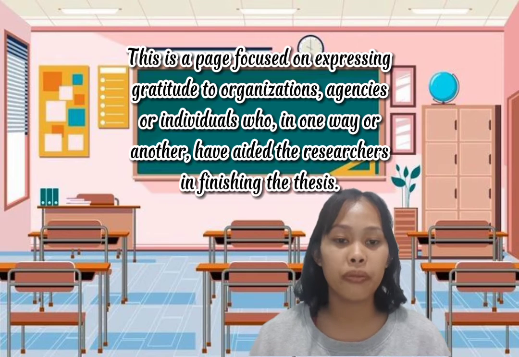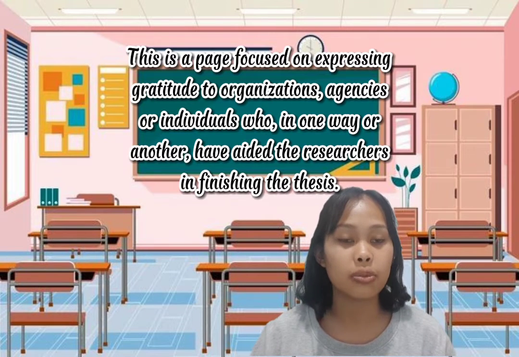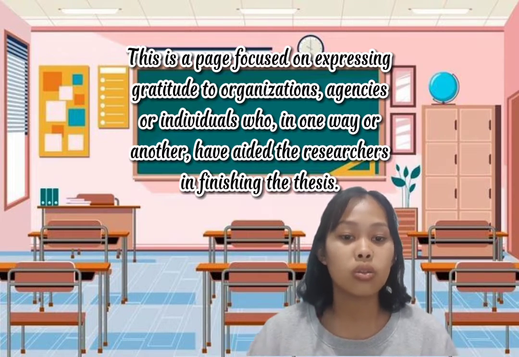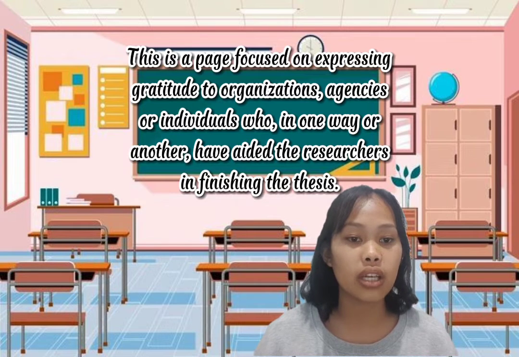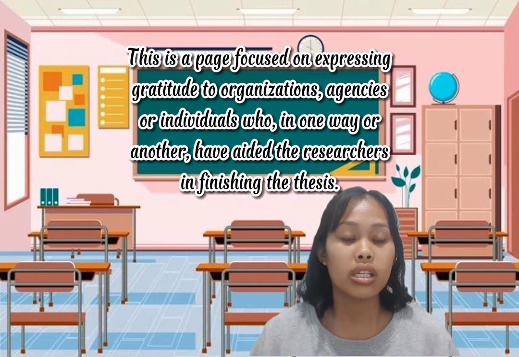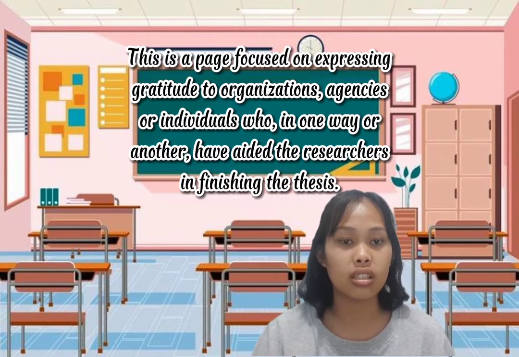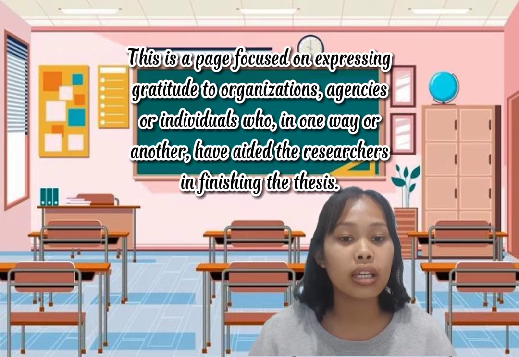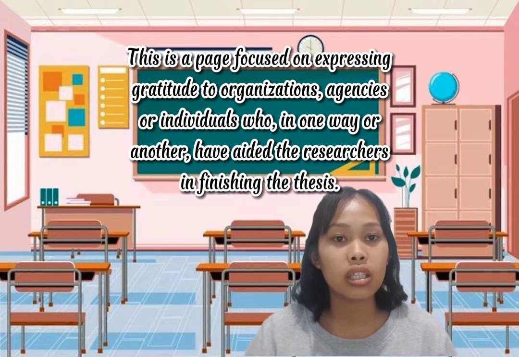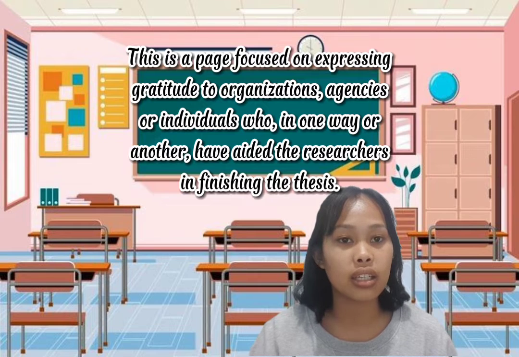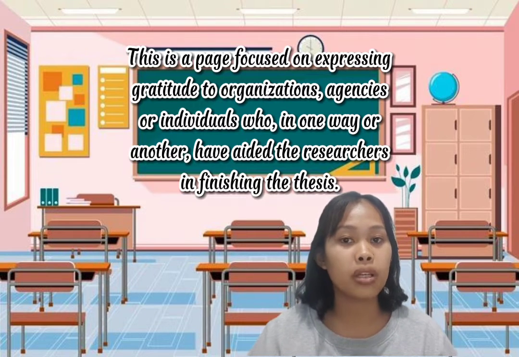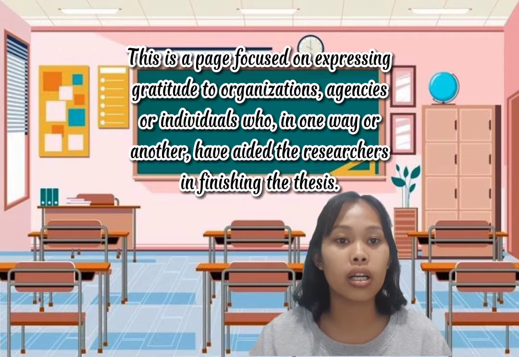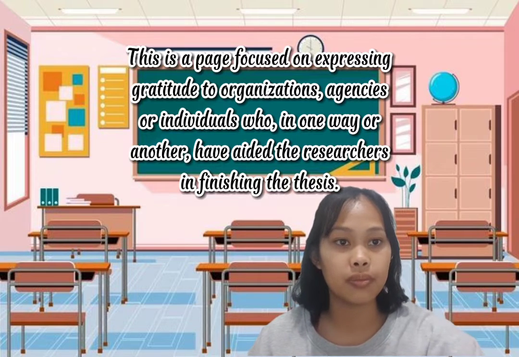Acknowledgement. This is the page focused on expressing gratitude to organizations, agencies, or individuals who in one way or another have aided the researcher in finishing the thesis. For example, in acknowledgement, thank you ka sa lahat ng tumulong sa'yo para mabuo mo yung thesis or research paper mo.